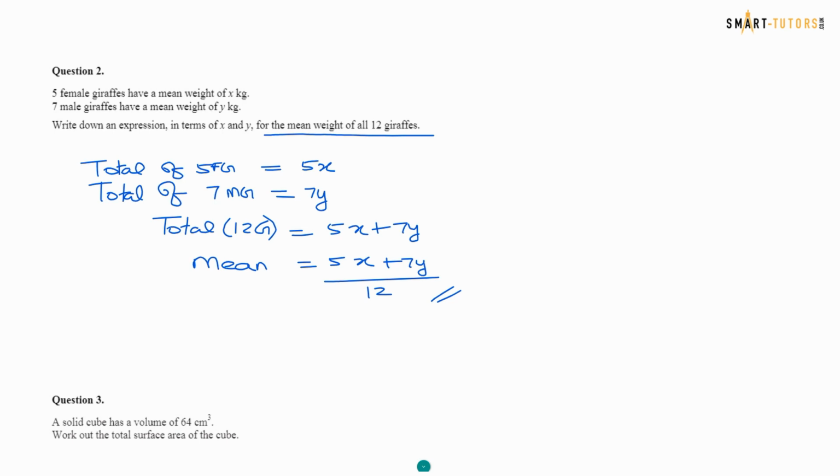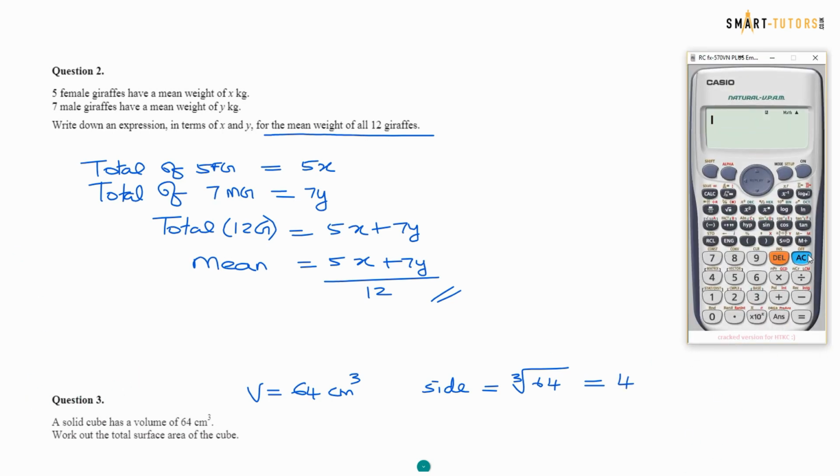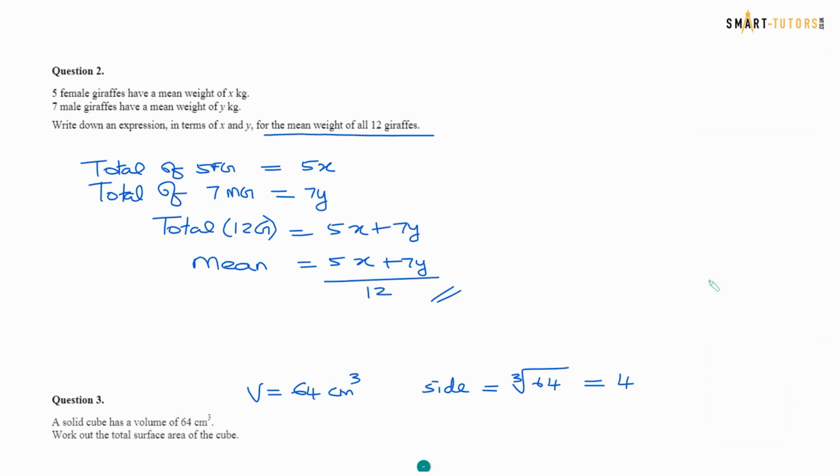Question number 3, a solid cube has volume 64 centimeters cubed. If you want to find the side length, you need to do the cube root. So the side length is the cube root of 64. We know the cube root of 64 is 4. If you want to use the calculator, press shift and cube root, then 64, and you will get 4. So that's what I did, 4 here.